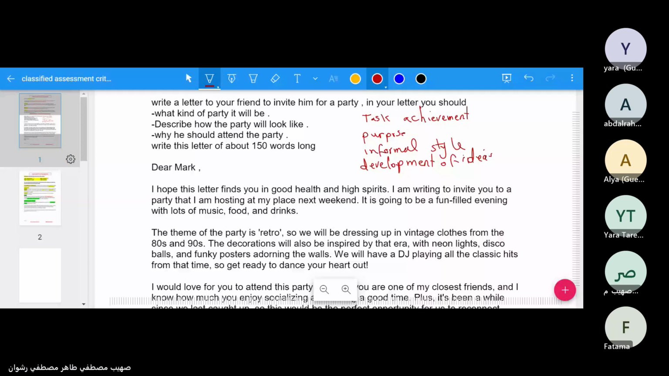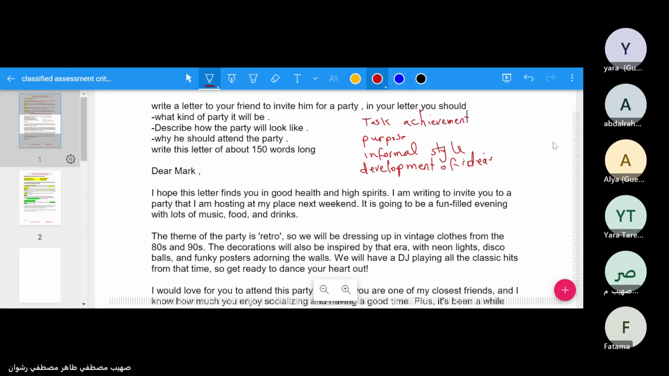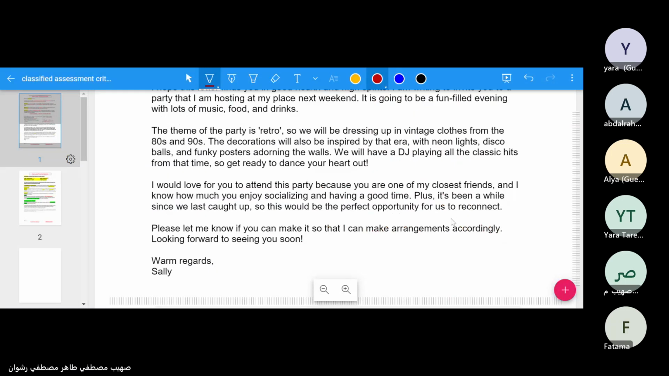For task achievement, I feel like the writer has done a great job because one of the purposes was to describe how the party will look, and he already did. He spoke about the theme, which is retro, and he explained how the party would look.